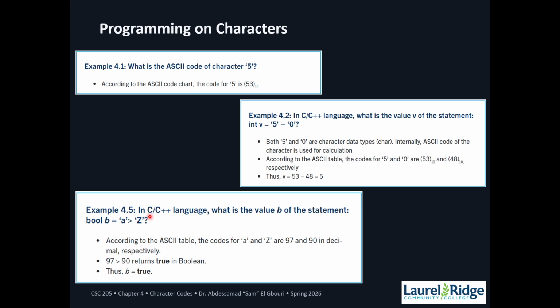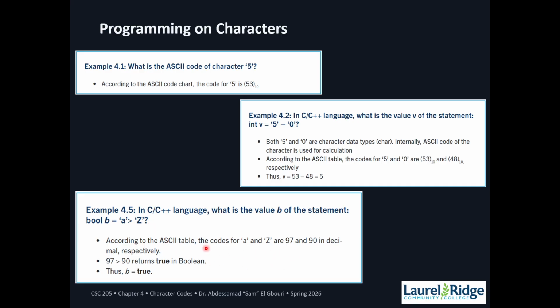Example 4, I didn't show you all the examples, but this one is cool because it's a Boolean, meaning the result will be just true or false. So in this option, the value B of the statement, Boolean B, is A superior to Z? So is A superior to Z? You're going to go to the charts, and you're going to see what's the value for A, what's the value for Z, and you're going to find out.